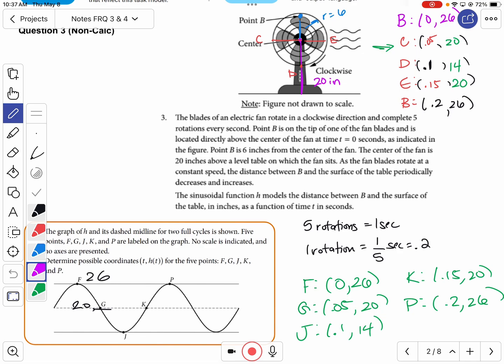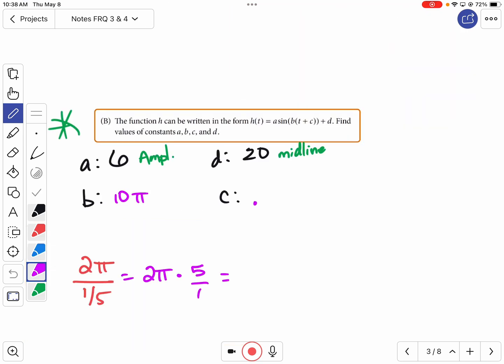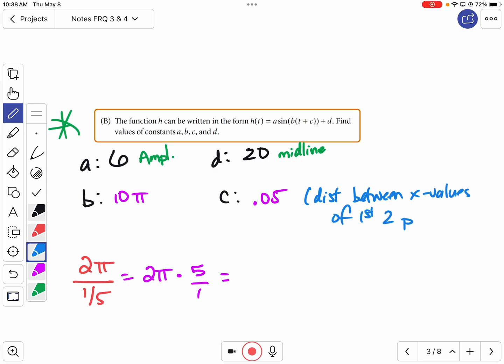All right. Because we're using a sine graph, that distance between the first and second point is always C, the x values. How far is it from 0 to 0.05? 0.05. So C is 0.05. It's just knowing how to find what you need. This is always the distance between your x values of your first 2 points. Just to help you find it.